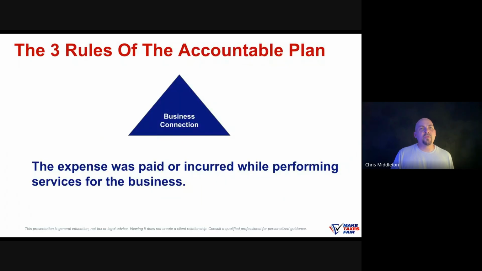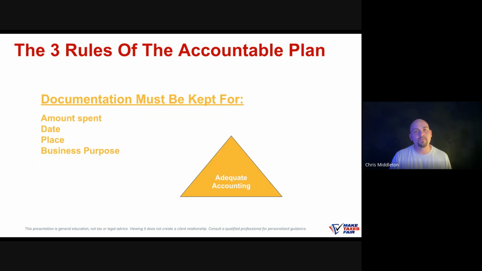Okay, so there are 3 irrefutable rules of the accountable plan. First and foremost, there's got to be a business connection, a bona fide, legitimate business connection. The expense has to be paid or incurred while performing services for the business or in conjunction with that. There's no getting around that, folks. It has to be necessary and ordinary, and I needed to do this because I'm engaged in the commerce of my business. That's a hard and fast rule.